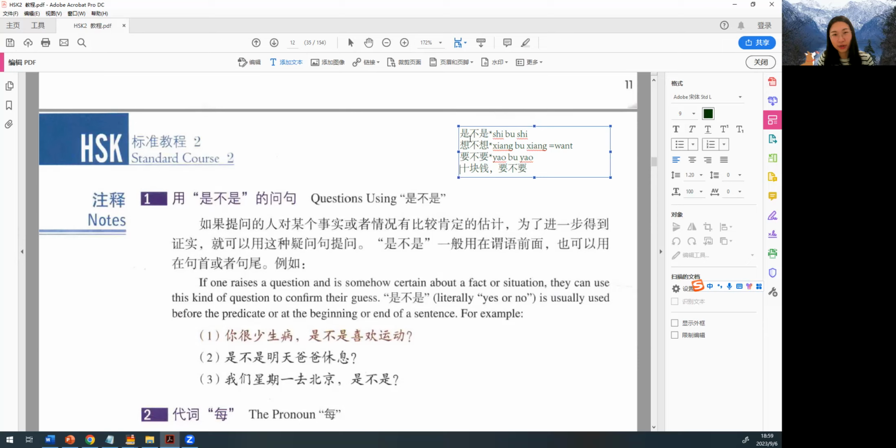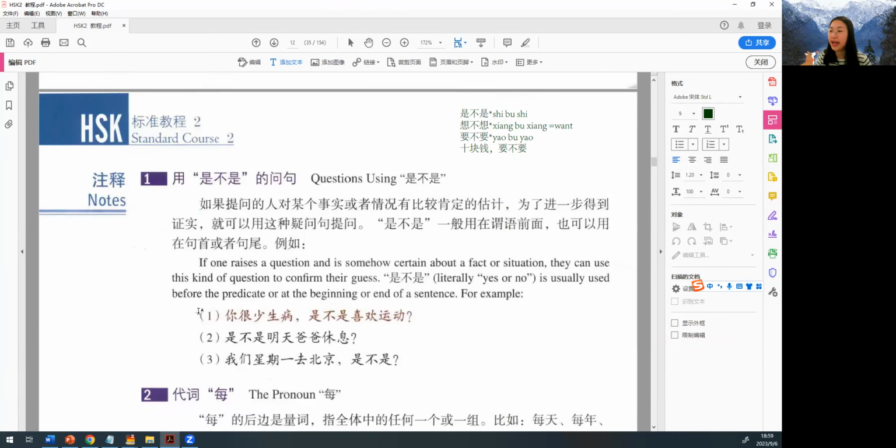So whenever such question symbols, either 是不是, 想不想, 要不要, they are all yes or no questions. So either we say yes, I am, they are, I want it, she doesn't want it, or I want it so bad. So we can either say 是, or we answer 不是 as a negative answer.